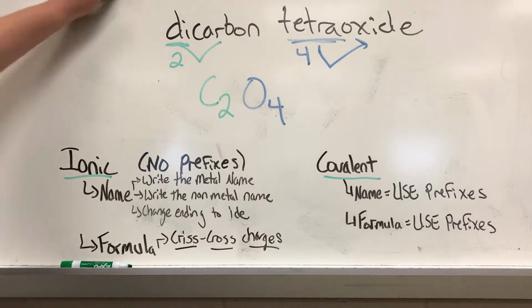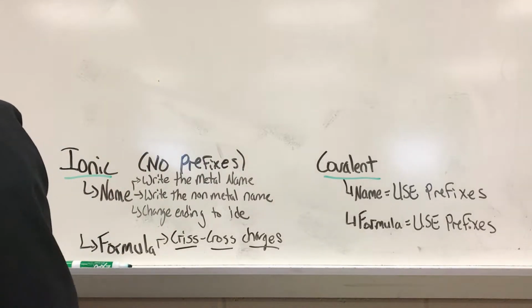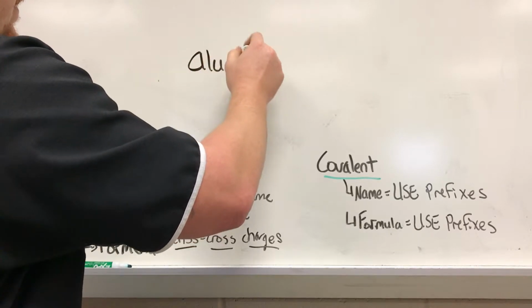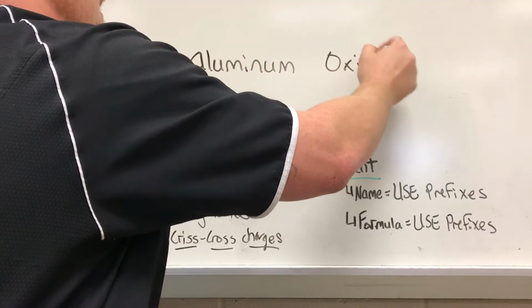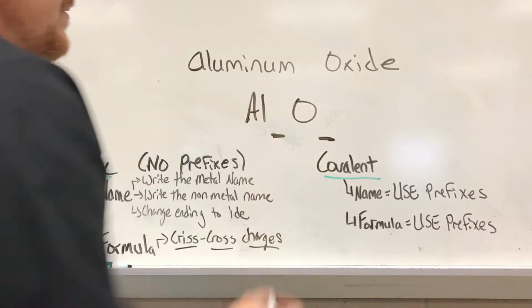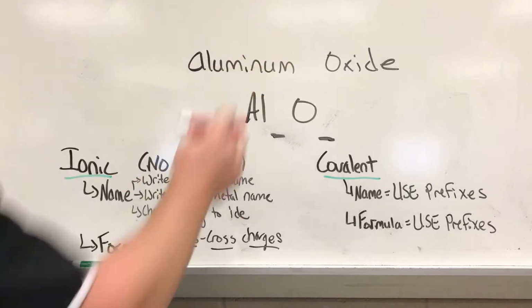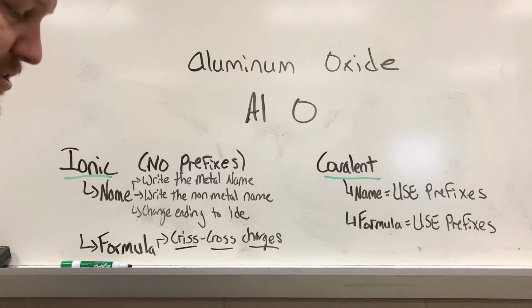Now in ionic, there were no prefixes. You just have the names, like aluminum oxide. No prefixes here to tell us what numbers to use as our subscripts. So if it doesn't tell us what goes there, we need to figure out what does. So we're going to use the charges.